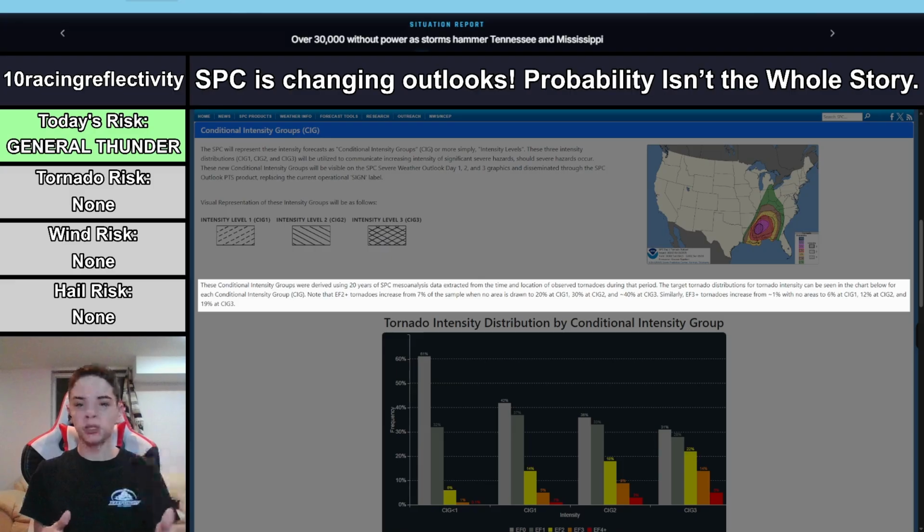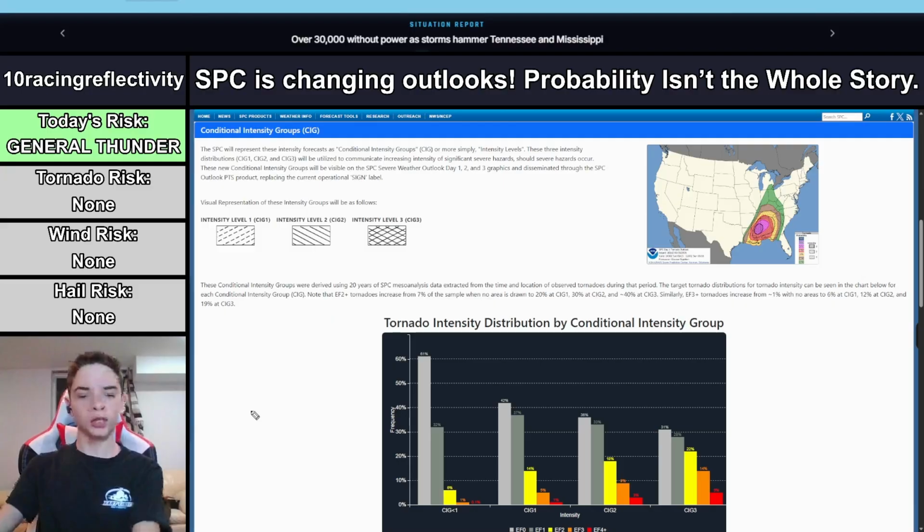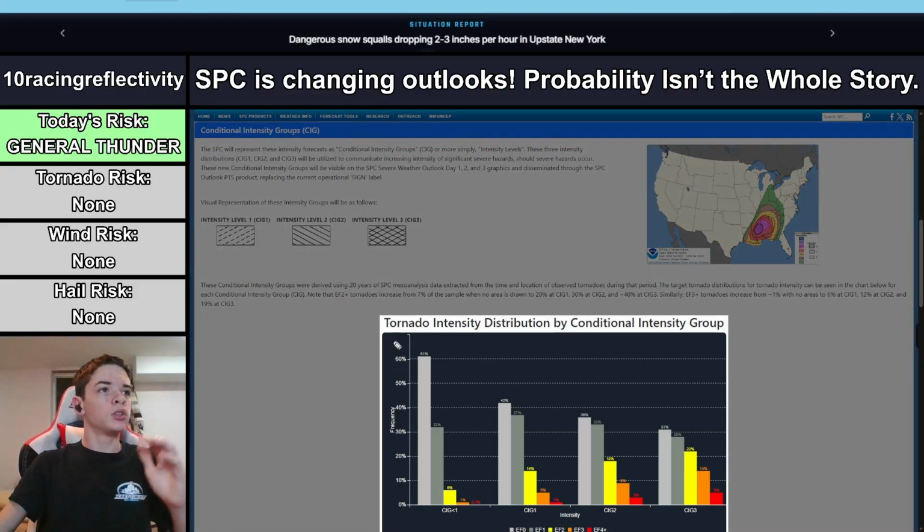Similarly, EF3 plus tornadoes increase from roughly 1% with no areas to 6% at CIG1, 12% at CIG2, and 19% at CIG3. Now we're going to take a little bit of a look at the graph that is down here. We've got the tornado intensity distribution by conditional intensity group. First of all, we've got CIG less than 1.